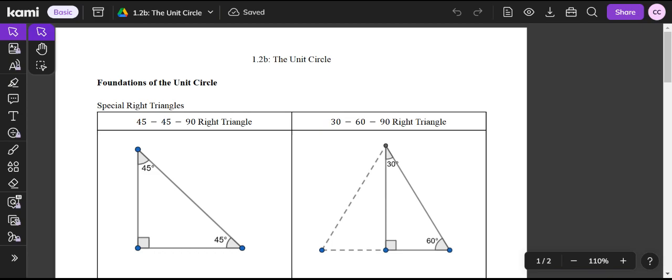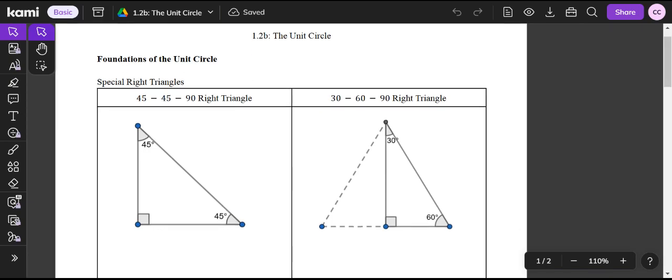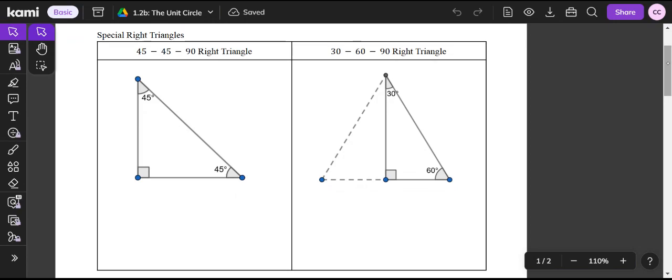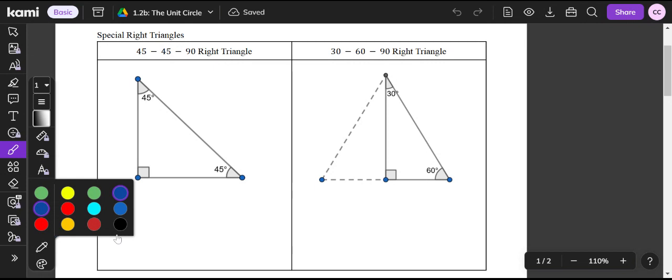Before we get into this, we're going to do a quick review of right triangles. We're going to look at two, called special right triangles. Our two special right triangles are one that has 45, 45, and 90 degrees in it, and the other one that has 30, 60, and 90 degrees in it.